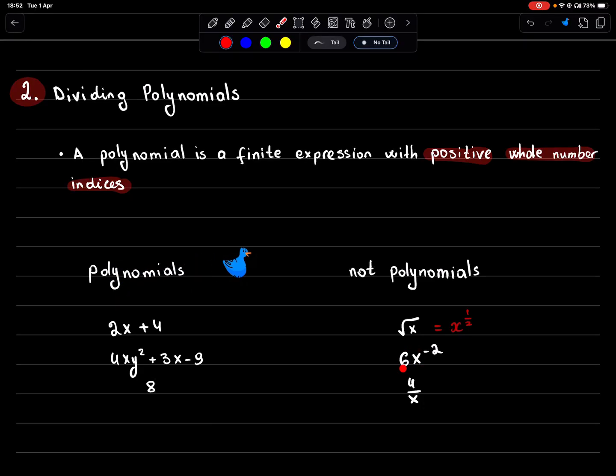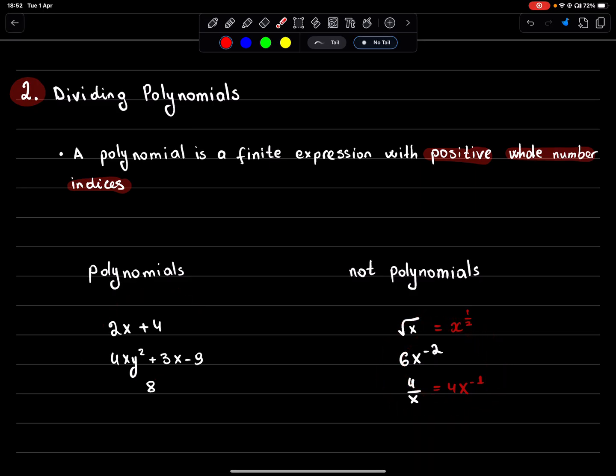Over here, for the 6x to the power of -2, it's completely opposite to what we said. In order to be a polynomial expression, it's supposed to have a finite number of terms. It has a finite number of terms, however, it doesn't match the positive whole number indices. It has a -1. Obviously, 4 divided by x, that's a rational fraction, can be written as 4 times x to the power of -1. As you can see, it does not have positive indices. So we have here polynomials and not polynomials.